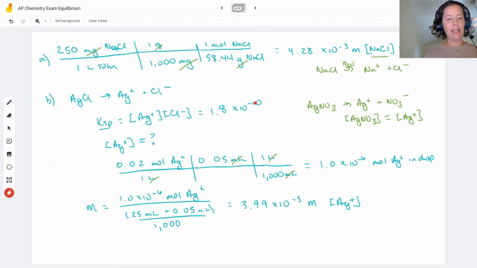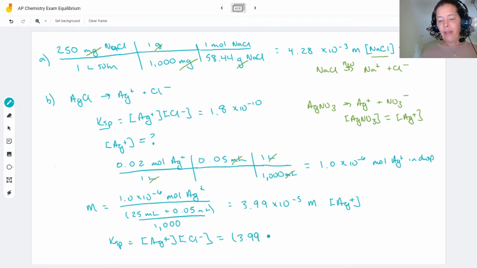Oh boy, can I fit this in here? I'm going to try. So here is my KSP. Again, it's just my concentration of silver, which I now have, times my concentration of chloride, which I calculated in part A. All right, so that is molarity, 4.28 times 10 to the negative 3rd. That is also concentration. Oh, where is that calculation? Here it is. 1.7 times 10 to the negative 7th.